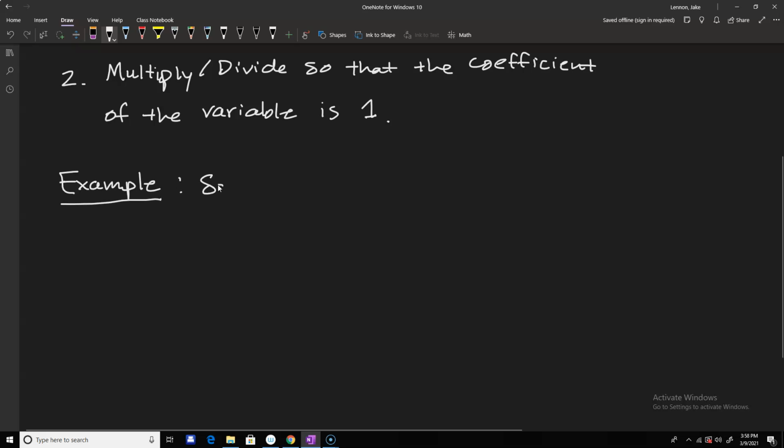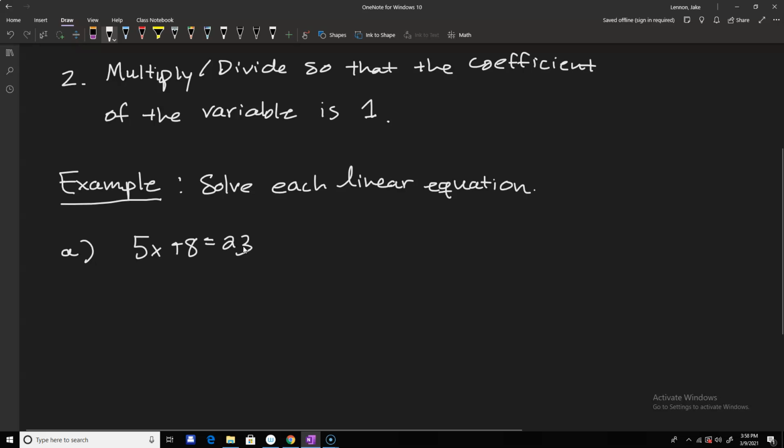So solve each linear equation. The first one, we have 5x plus 8 equals 23. Essentially we have the 5x, that's the term with the x's, and then 8 and 23 are regular numbers. So we want to get those on the same side of the equation. We're going to accomplish that by subtracting 8. So we have 5x equals 15.